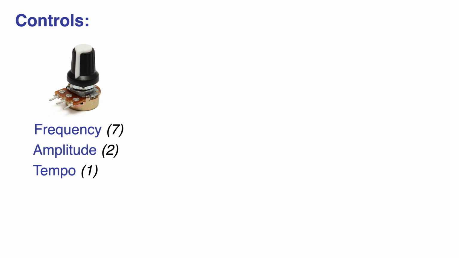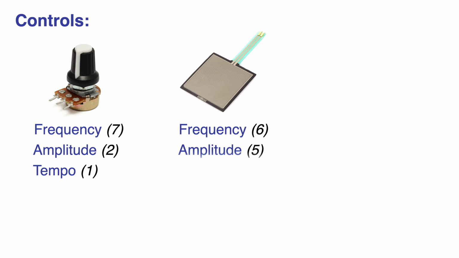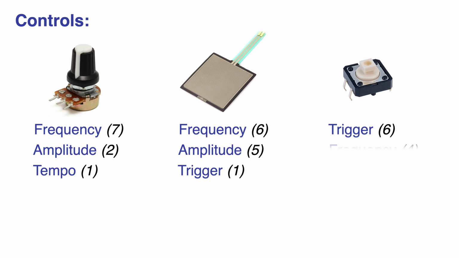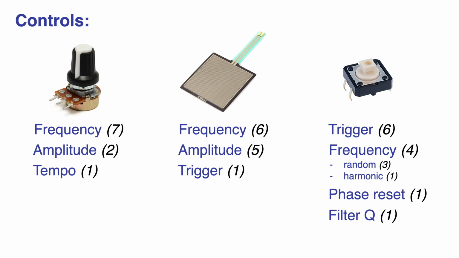We then looked at the use of controls. For instruments using the potentiometer, it was most often used to control the frequency. The FSR was most often used to control the frequency or the amplitude, and the button was most often used as a keyboard-like trigger, though it was also commonly used to cycle through frequencies. There were a handful of more idiosyncratic uses in each case as well.